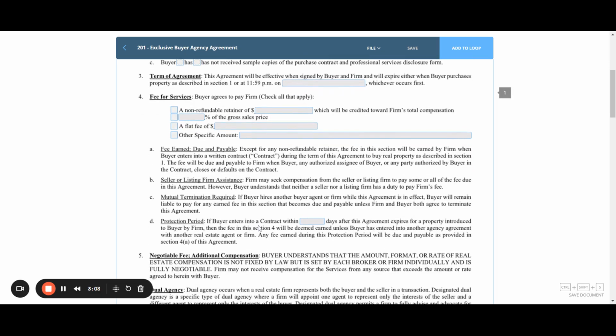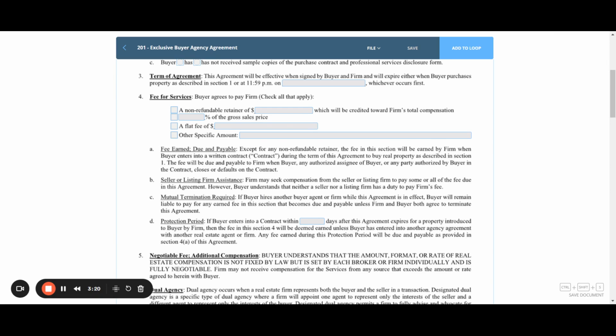Seller or listing firm assistance. This just again explains to the buyer that we are likely going to seek compensation from the seller or listing firm, but they are not obligated to pay us. So it is the buyer's obligation to pay us if we can't retrieve the commission from the other side.